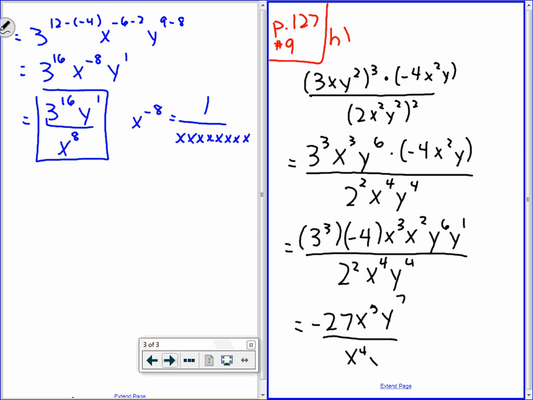Wait, so you want us to do negative? No, I'm happy to leave it like this, but the textbook did negative 27. If you left it like this, perfect. You're not going to get marked wrong. It's going to be correct. But that's probably what the textbook did, I'm assuming, last night.